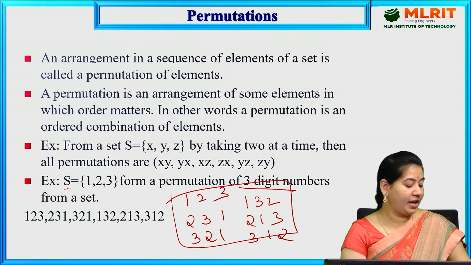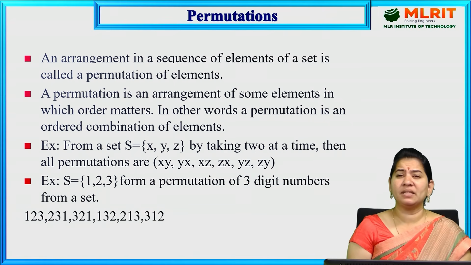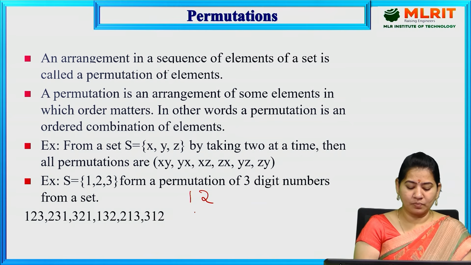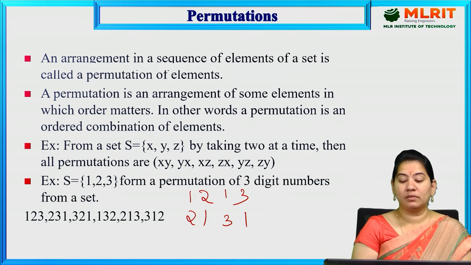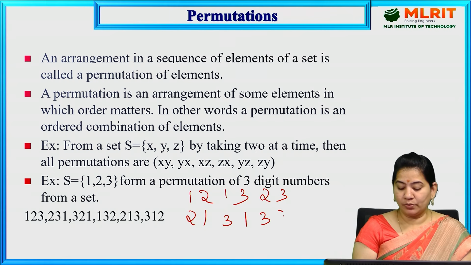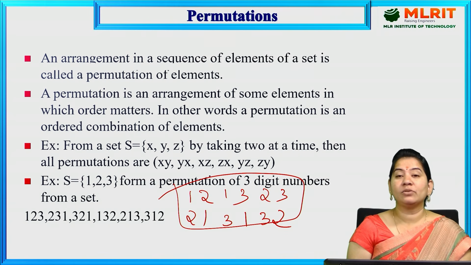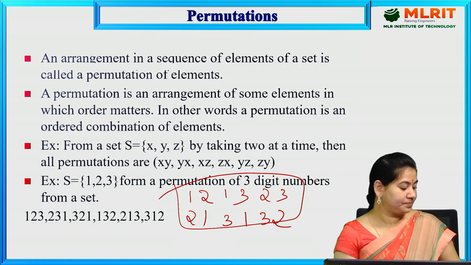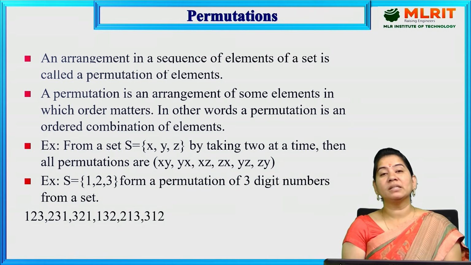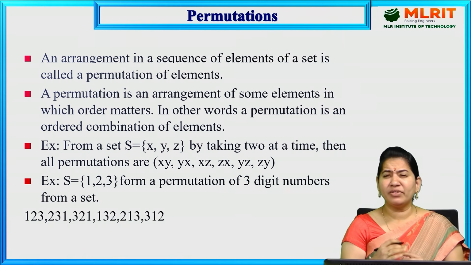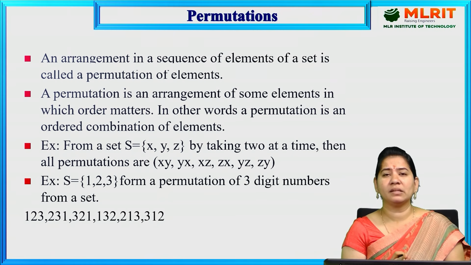In the same way, if I want to arrange only two numbers at a time, you will get 12, 21, 13, 31, 23 and 32. Altogether there are 6 ways we can arrange them. So a permutation is nothing but an arrangement of objects or numbers. In whichever order you arrange it, that matters, which means the order matters here.